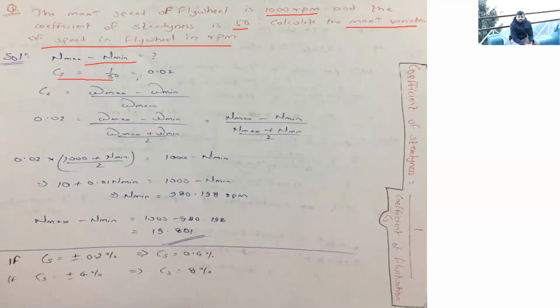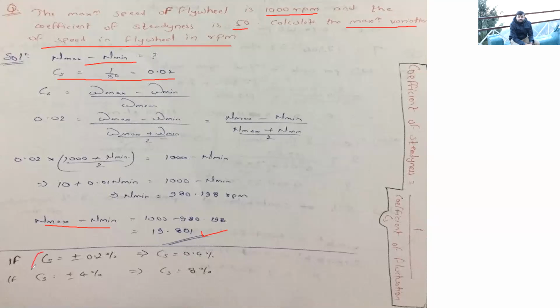We can calculate the Cs by this expression, and we also know that Cs is equal to omega max minus omega min upon omega mean, or n max minus n min upon n mean. And what was n mean? That is the average, n max plus n min by 2. So we'll substitute the values and find out the value of n max minus n min. I hope this is pretty clear.